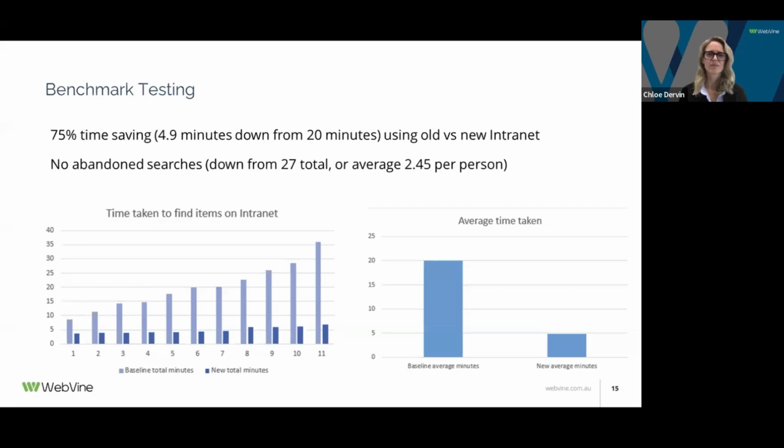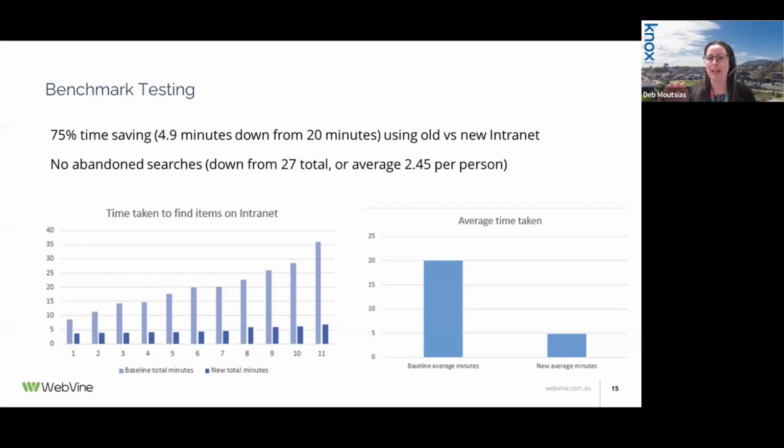You can also see it was quite variable depending on who was looking at it for how long it took. So it just showed that it really wasn't intuitive for everybody. Whereas in the new results, it's pretty similar. There's not much variability around how long it was taking people.